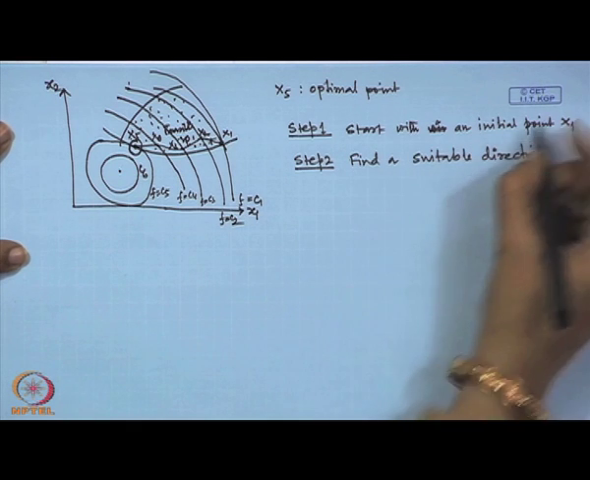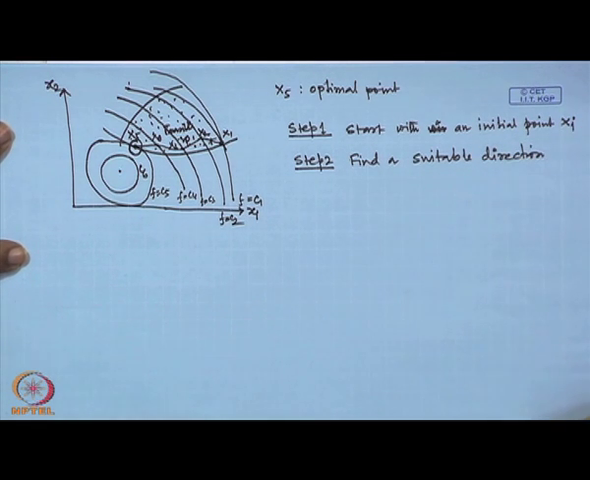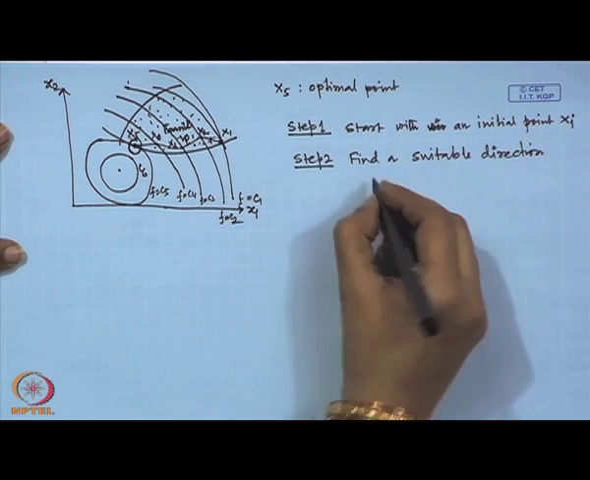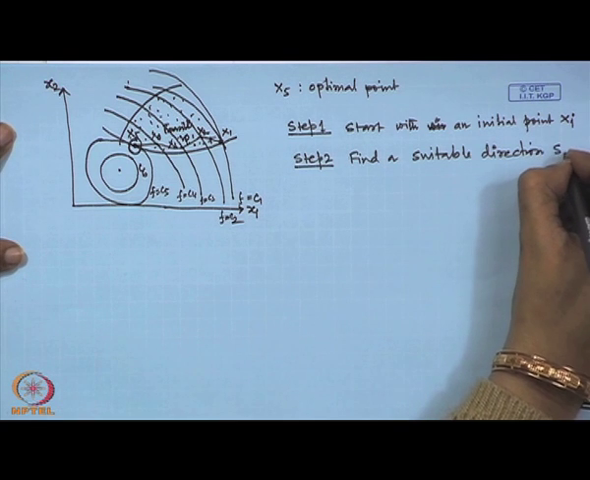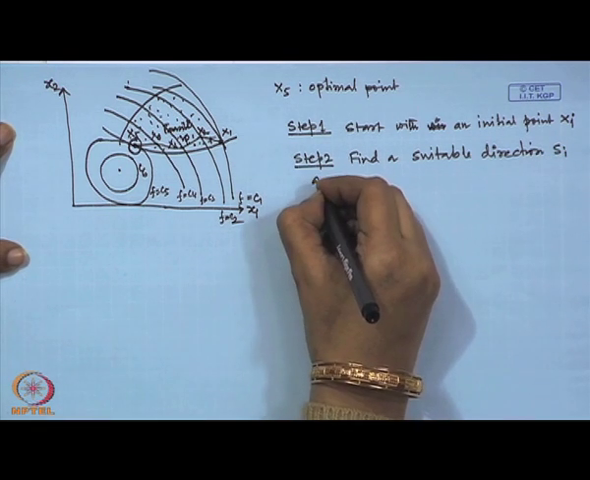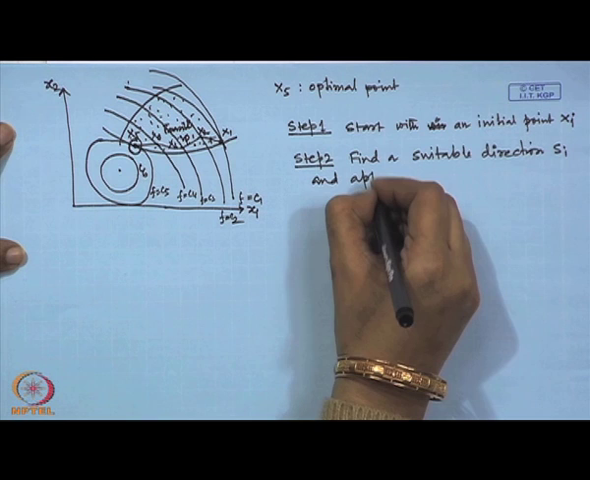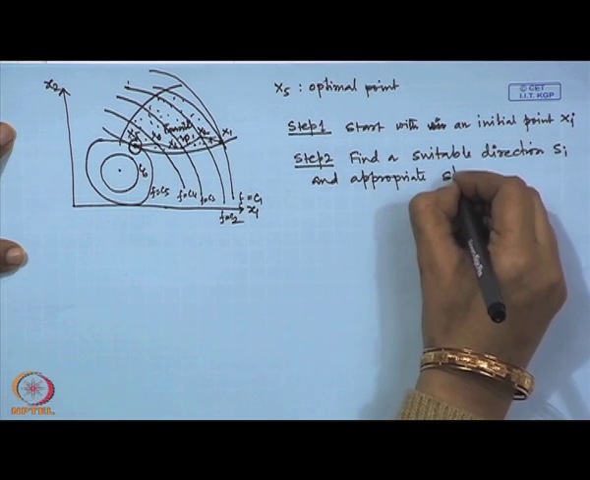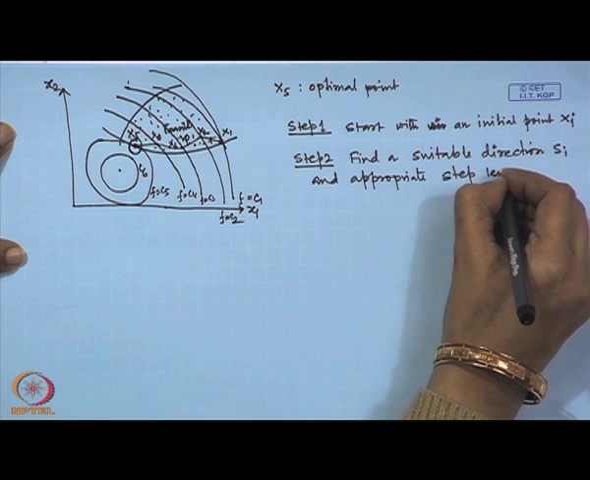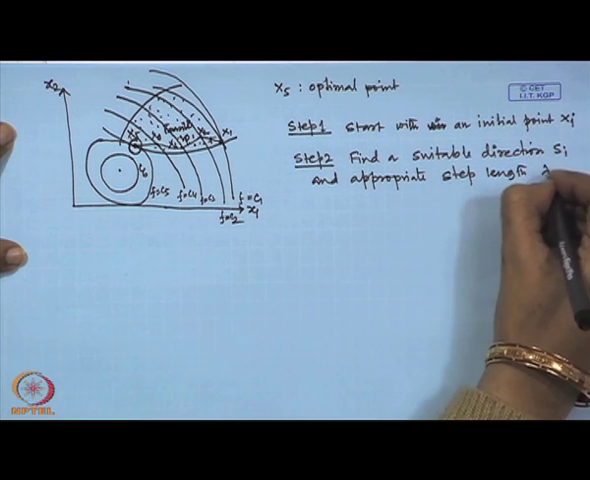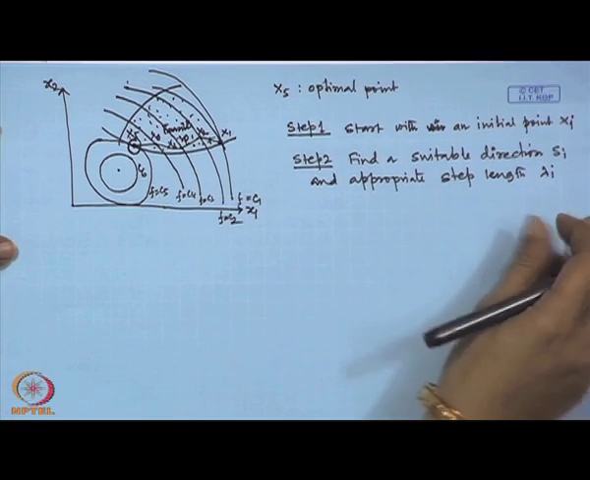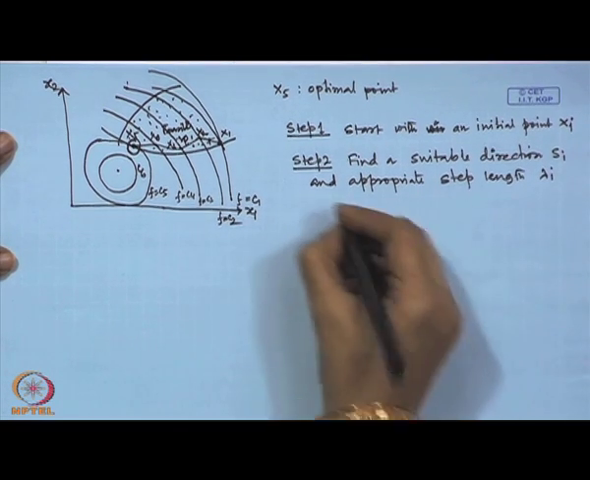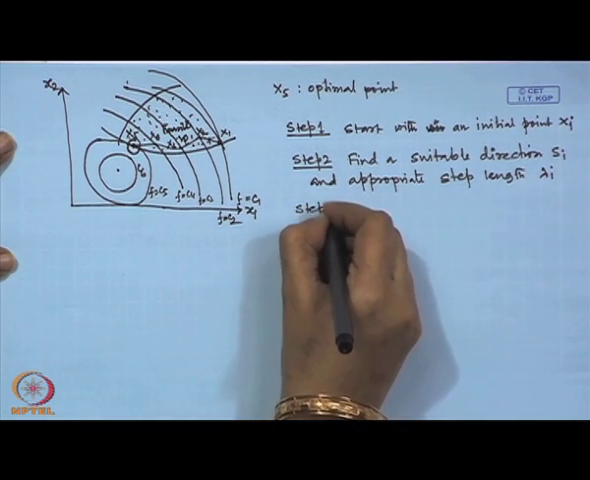Let us consider the first initial point is xi instead of x1, because I will start from 1, 2, 3, 4 like that. I am making the iterative process more general. Find a suitable direction si and appropriate step length lambda i. Once si and lambda i are selected, we will move to step 3.